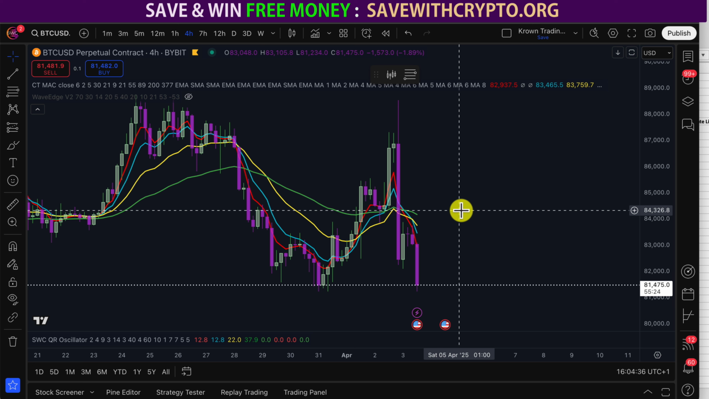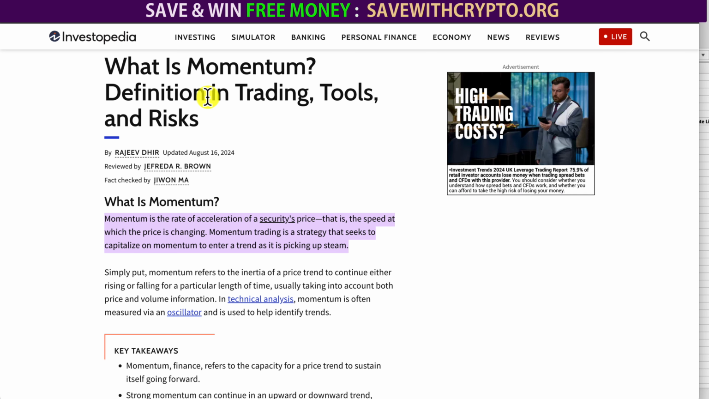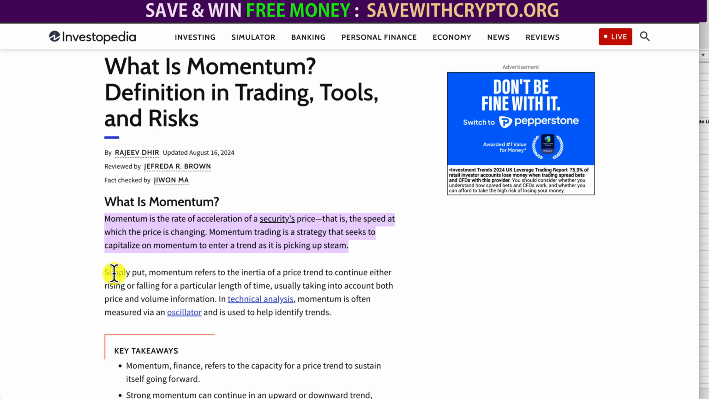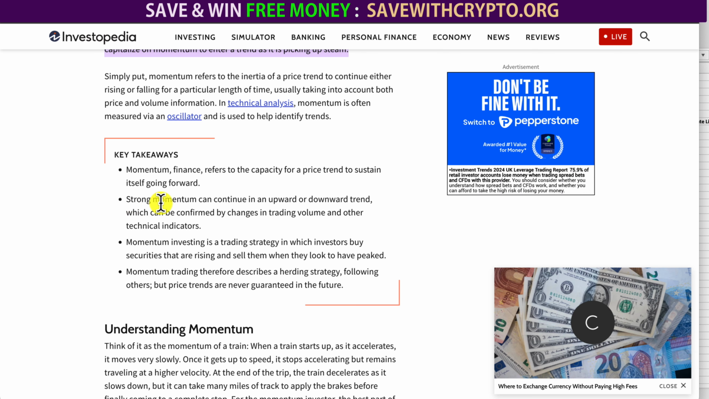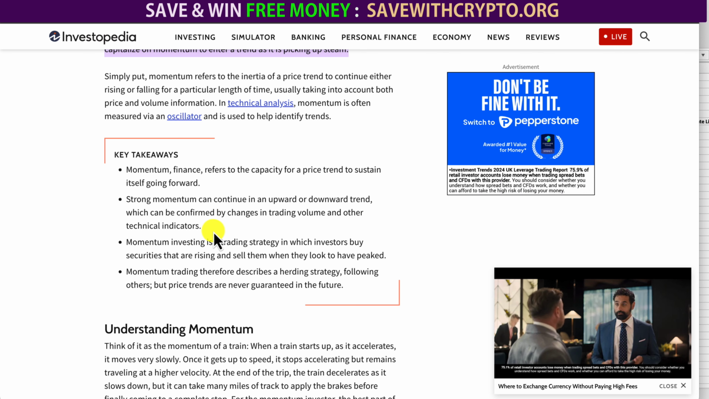Now, the next missing piece of the puzzle is something to identify trend reversals. So what we look at there is the momentum. Now, what is momentum? With anything like this, you can always go over to investopedia.com and have a look for definitions there. So here it says momentum is the rate of acceleration of a security's price, that is, the speed at which the price is changing. Momentum trading is a strategy that seeks to capitalize on momentum to enter a trade as it is picking up steam. And it says here that strong momentum can continue in an upward or downward trend, which can be confirmed by changes in trading volume and other technical indicators.